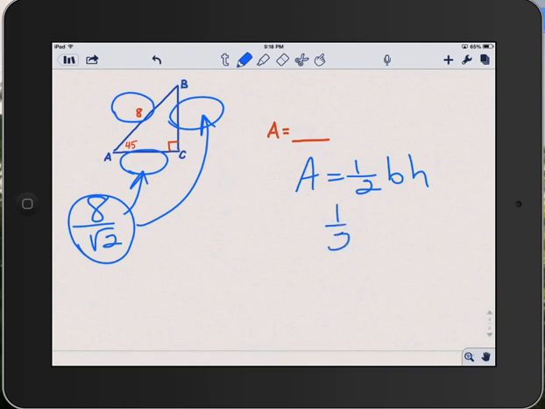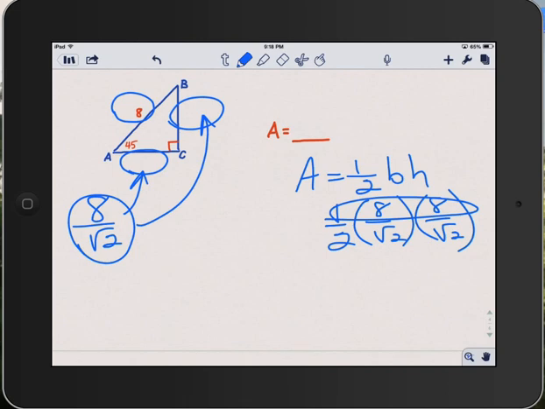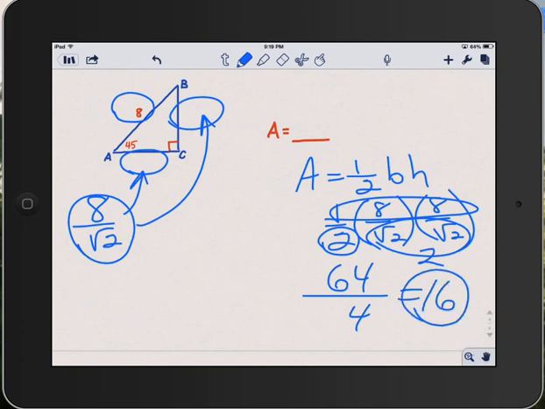You have 1/2 times 8 over the square root of 2 times 8 over the square root of 2. So the base is 8 over the square root of 2. The height is 8 over the square root of 2. 1 times 8 times 8 going across the numerator. That equals 64. Square root of 2 times square root of 2 equals 2. Times the 2 that's out in front gives you a denominator of 4. And 64 divided by 4 is equal to 16. So the area is equal to 16.